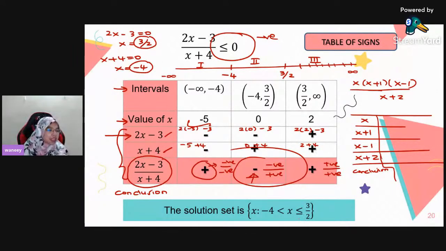Okay, so kenapa kat sini ada equal? Kat sini tak ada equal. So negative 4 adalah bahagian denominator. So denominator takkan ambil simbol equal lah. Bahagian numerator akan ambil equal sebab soalan ni dia ada simbol equal. Okay, so I think that's it for inequalities.